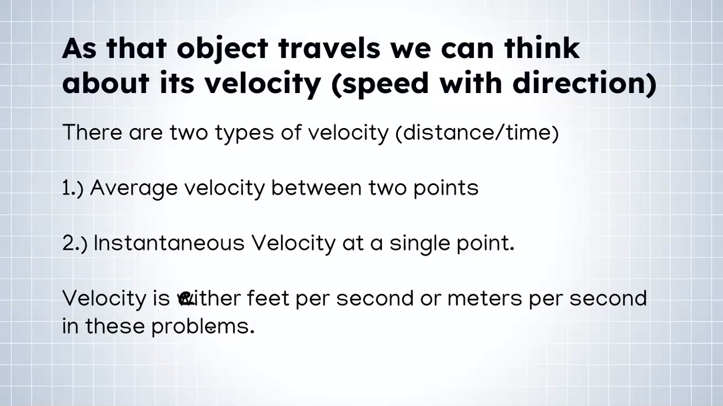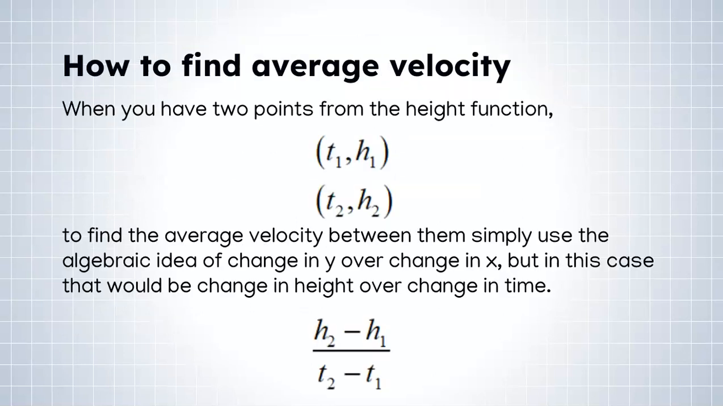All right, so let's talk a little bit more about average velocity. How do you find average velocity? Well, again, average velocity is the velocity between 2 points. So first, I need 2 points. My points are t, comma, h. I have a time, and that time produces a height of the object, and I got 2 of those. I got my first point, time 1, comma, height 1. I got my second point, time 2, comma, height 2.